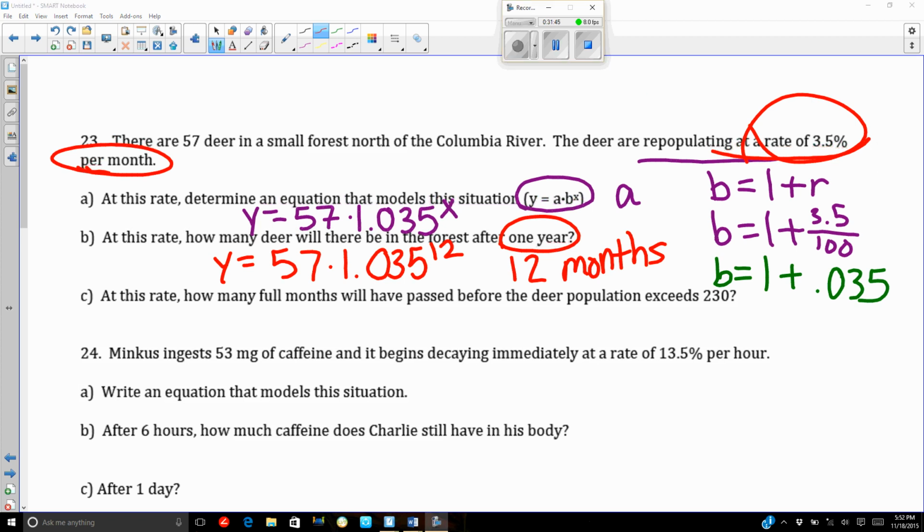The deer are repopulating kind of slow, so when we do the math, you should end up getting about 86 deer. Remember, we don't want decimals since we're talking about deer. So that's your answer for part B. We're not going to do C, so you can mark out part C for number 23.